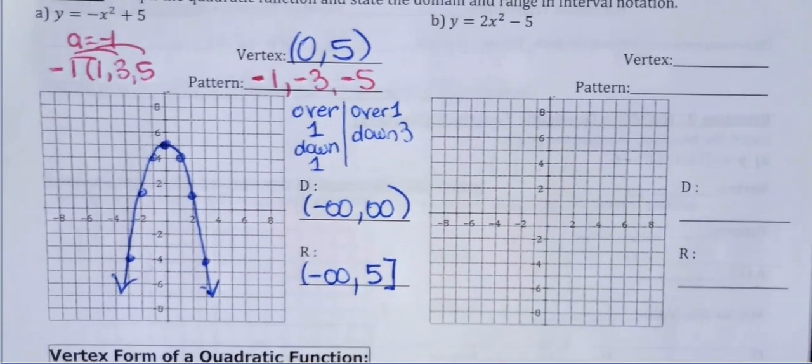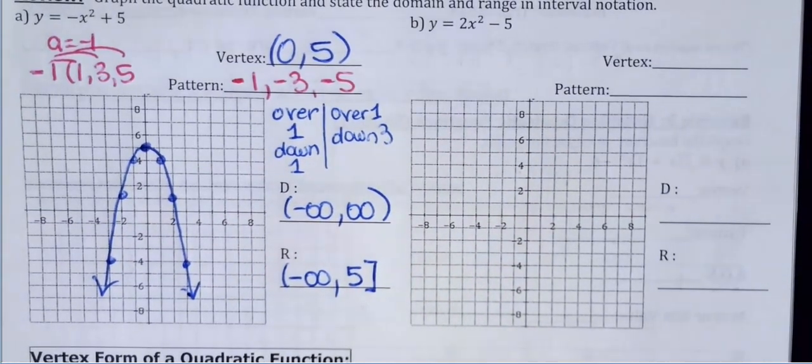Okay, now if I slide over and look at this one, I've got 2x squared minus 5. Does anybody know what the vertex for that other example would be?